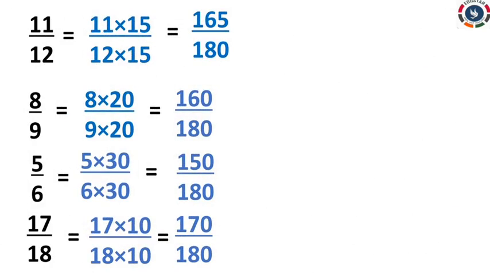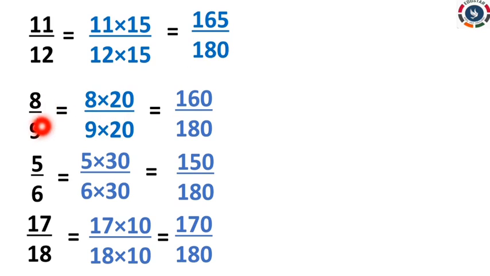Then the next fraction, 11 by 12. What do you multiply by 12 to get 180? That is 15. So the same 15 you want to multiply in the numerator as well as the denominator. So 11 into 15 divided by 12 into 15. 11 into 15 is 165 and 12 into 15 is 180.